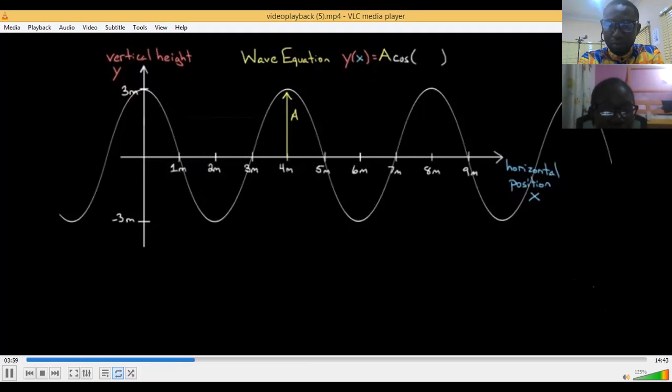I play the same game that we played for simple harmonic oscillators, and I say that this is 2 pi, and I divide by not the period, but the wavelength, lambda.